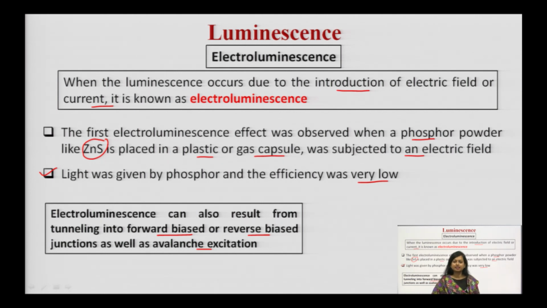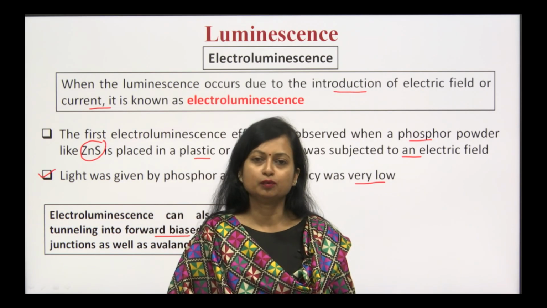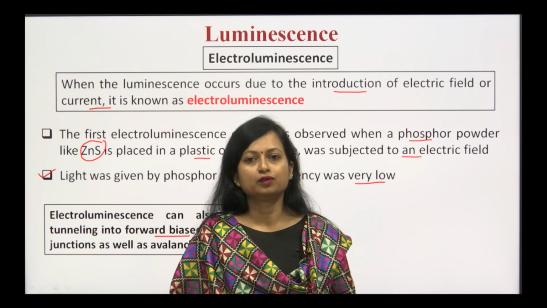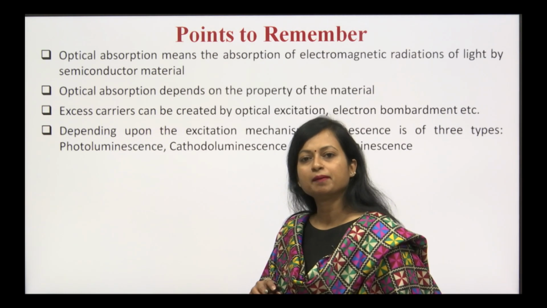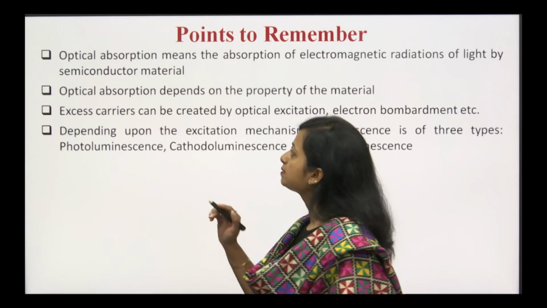In the case of injection luminescence, it can be observed in the light emitting diode. So I hope now you can explain all three types of luminescence and how they are categorized. Some of the important points which you must remember, and we have discussed in today's class.